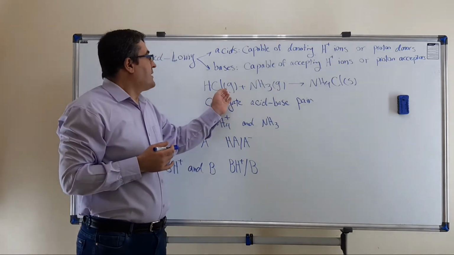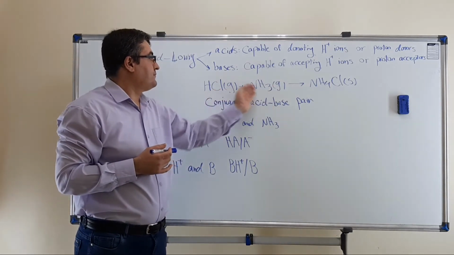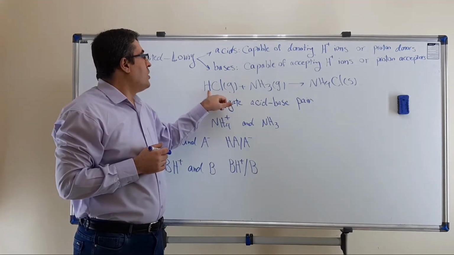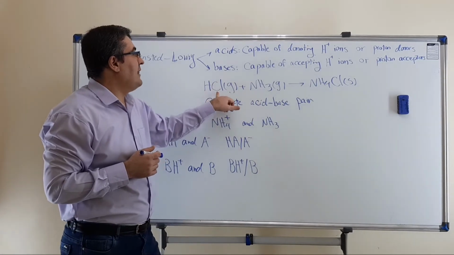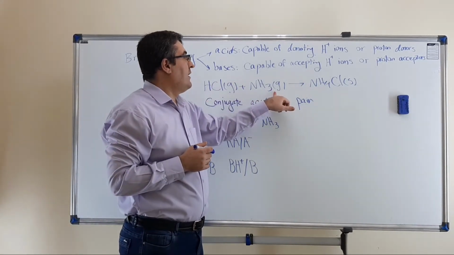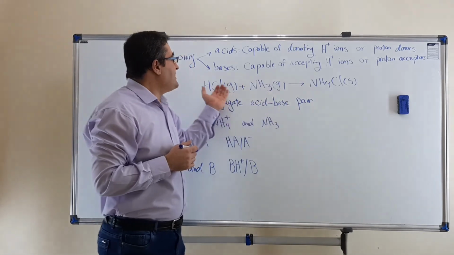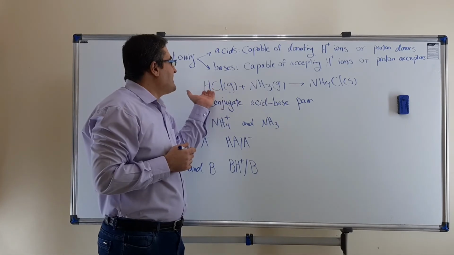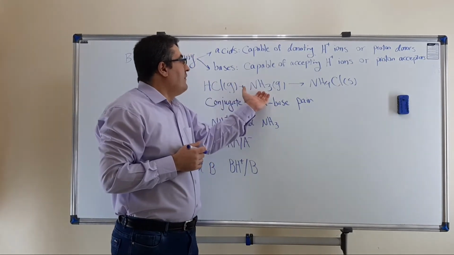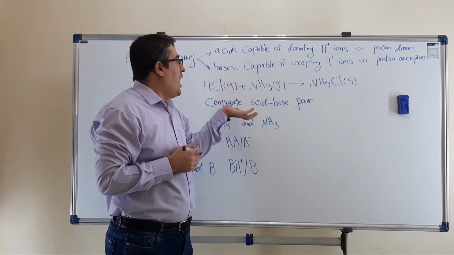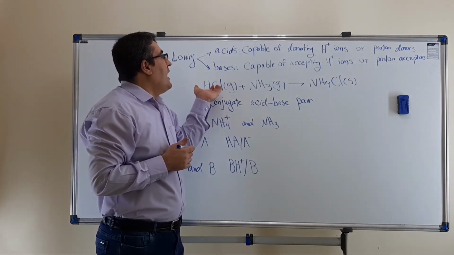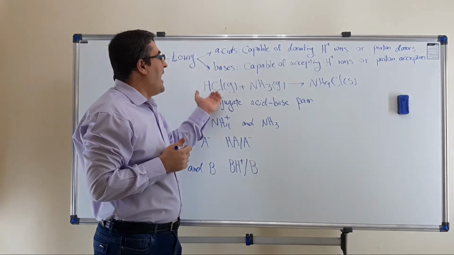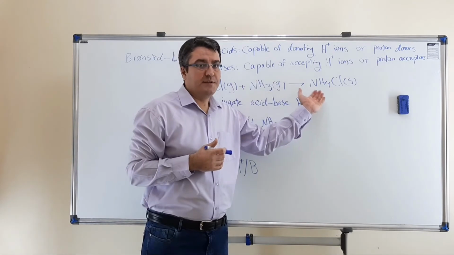For example, consider this example. In this example, H+ or proton is transferred from HCl to NH3. So in this reaction between a Bronsted acid and a Bronsted base, we also have the transfer of proton. This is both an acid-base reaction based on the Bronsted-Lowry acid-base definition and also a proton transfer reaction.